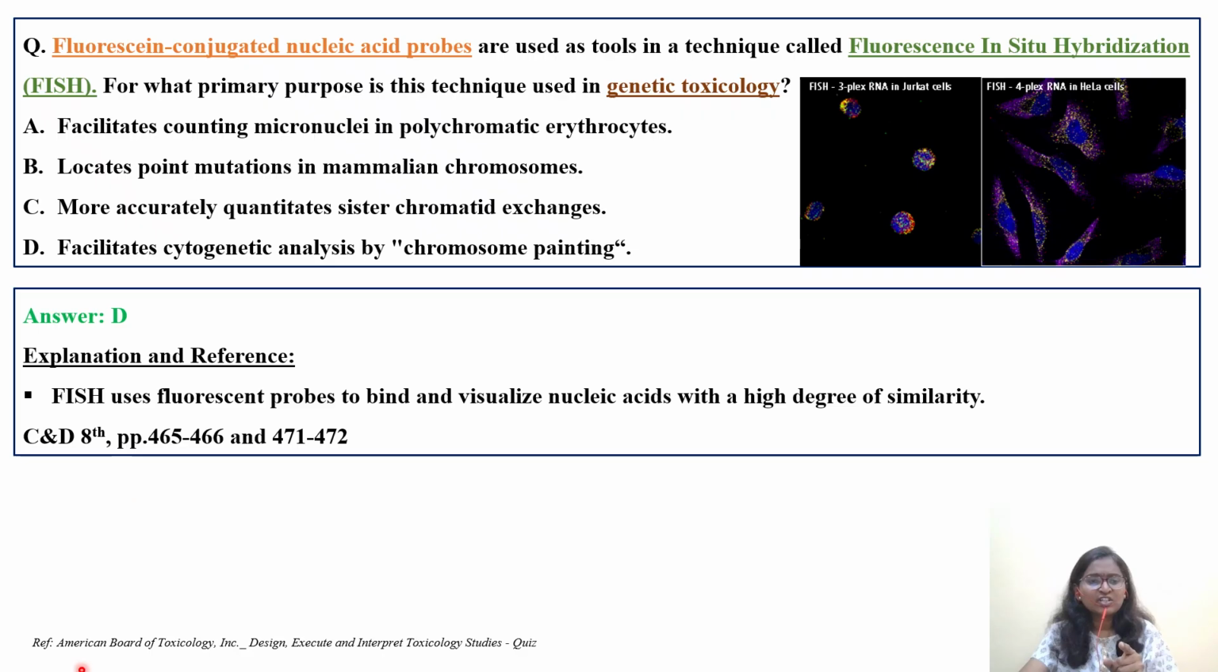This question is taken from the series of American Board of Toxicology. The explanation given by ABT is: FISH is fluorescence in situ hybridization, which uses fluorescent probes to bind and visualize nucleic acid with a high degree of similarity. If you want to learn in more detail, this is the reference given by ABT. Please go back and read Klaassen's textbook, 8th edition, pages 465 and 466, and pages 471 and 472. So let's see what we can learn from this concept.